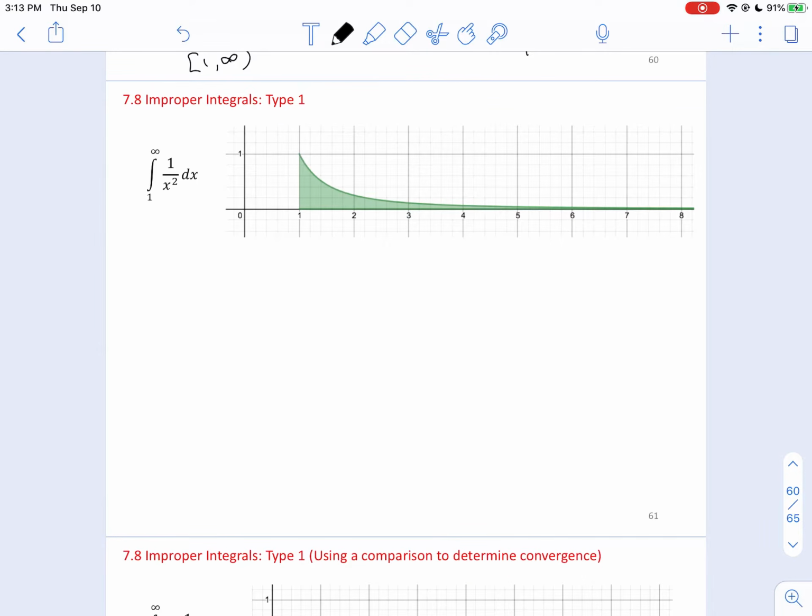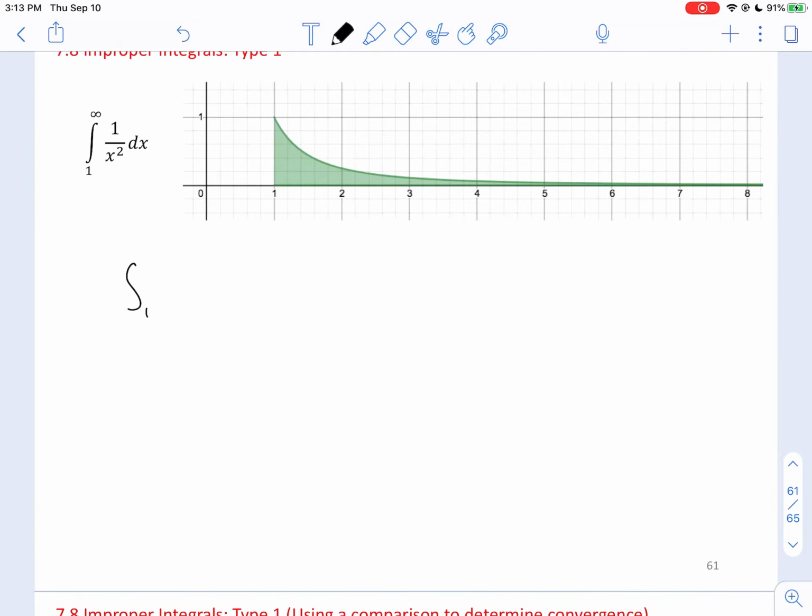Okay, let's look at this new one, 1 over x squared. Let's do an integral from 1 to b of 1 over x squared. Now 1 over x squared is the same thing as x to the minus 2. I can do the reverse power rule on this. So we get negative x to the minus 1, that's just negative 1 over x. Evaluate it from 1 to b, and we get negative 1 over b plus 1.